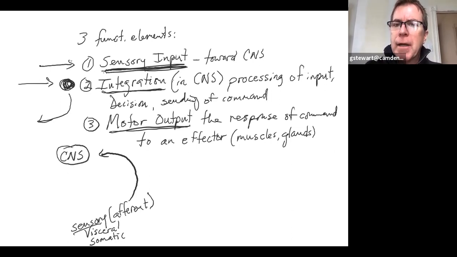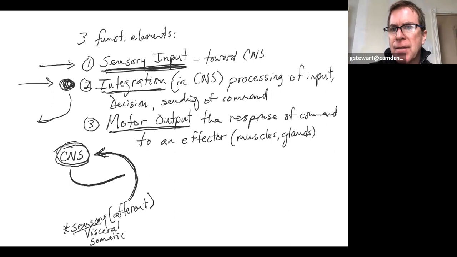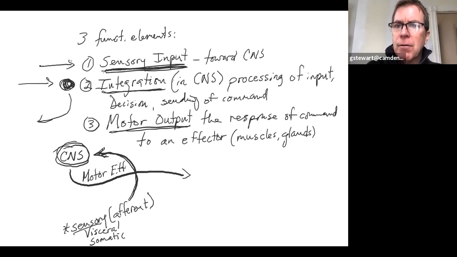And then it's in the brain and spinal cord that incoming information is processed. And then if a decision is made in the central nervous system that something needs to be done about this sensed change, then an output command is sent. We call that the motor efferent, with an E. That just means taking a signal or sending an impulse away from the central nervous system to effectors.